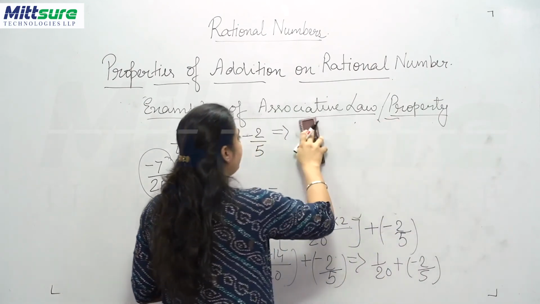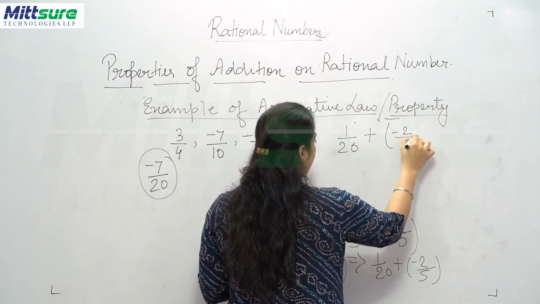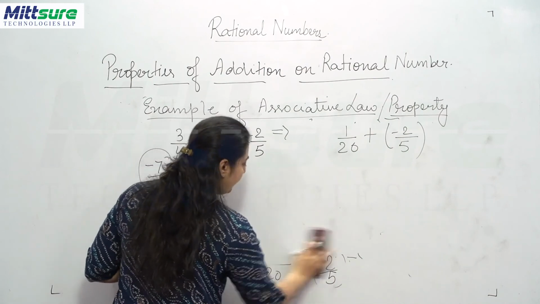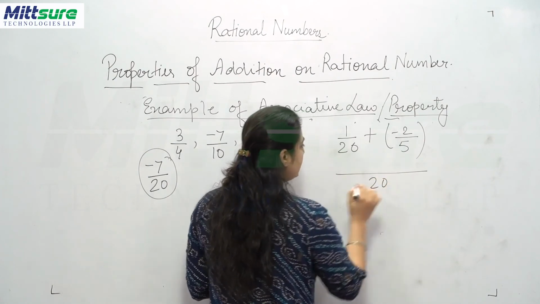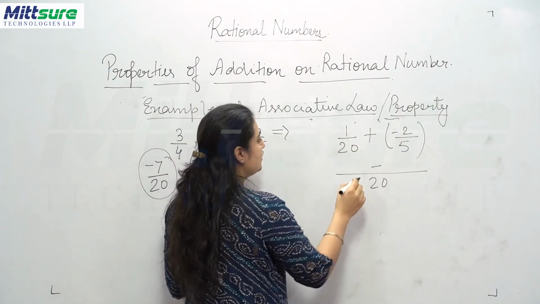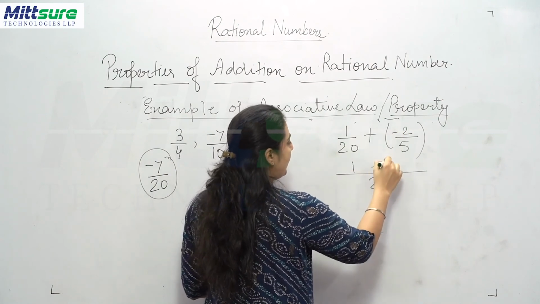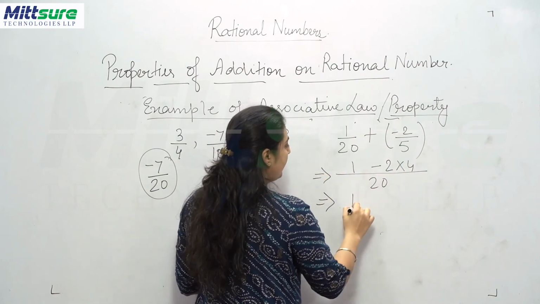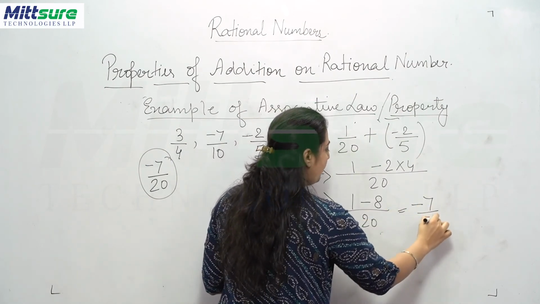The last step, that is 1 upon 20 plus minus 2 upon 5. Okay. Bracket we have already solved. Now we are going to solve this. Now again my LCM will be 20. Plus into minus will become minus. So it will be 1 as it is. And here when I divide 20, minus 2 into 4. That is 1 minus 8 upon 20, and it results in minus 7 upon 20.